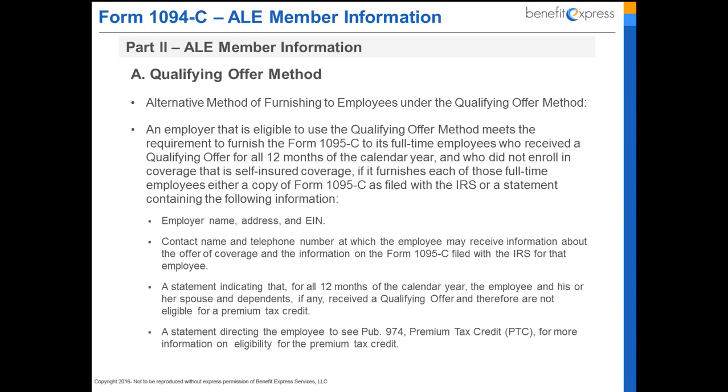And then what you can do, if you want to, there is an alternative method of reporting to the employees. Instead of giving them a 1095-C, you just give them a statement with the employer's name, address, and EIN number, contact name and telephone number, a statement indicating for all 12 months of the calendar year the employee and his or her spouse and dependents received a qualifying offer, and a statement directing the employee to see Publication 974.